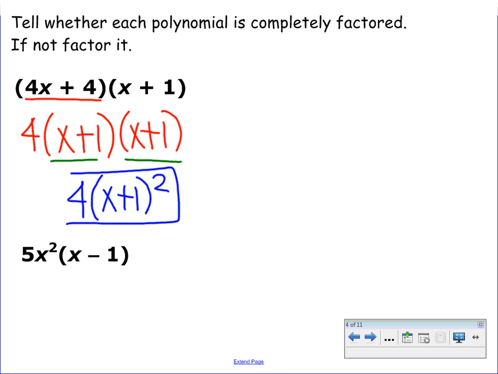Okay, either answer, this one or the one right above it, would be acceptable. But the one I just boxed would probably be the best.